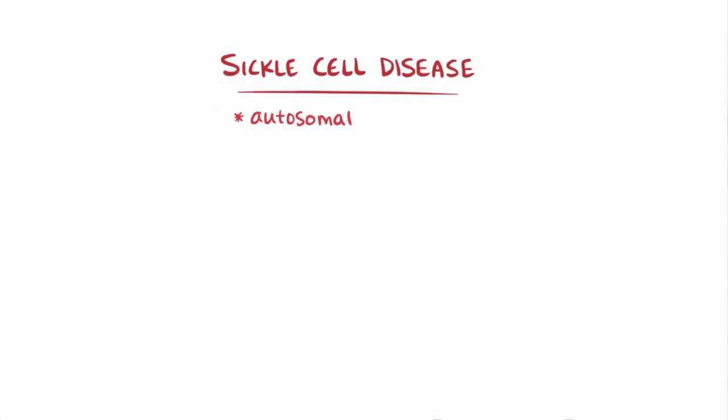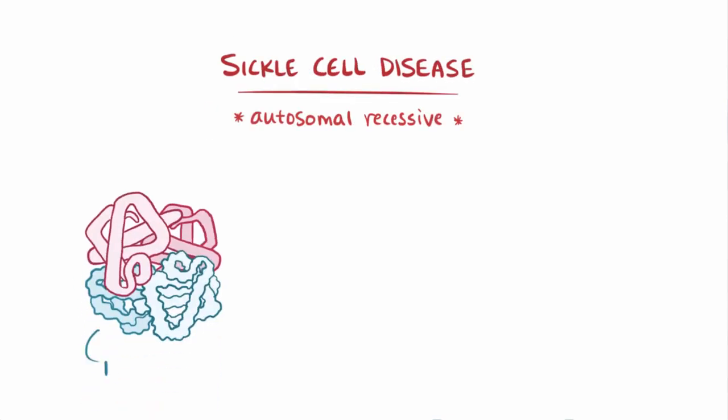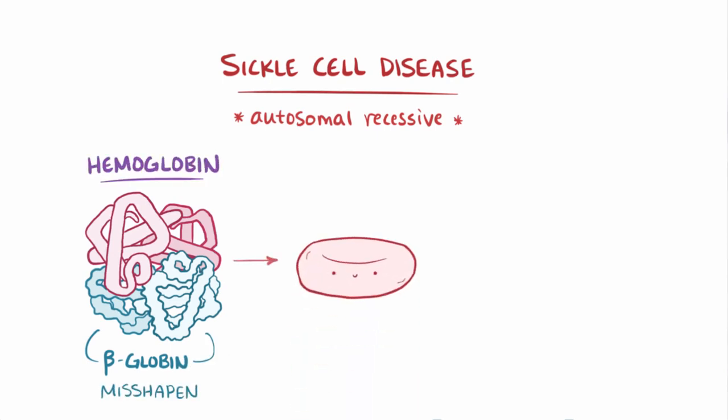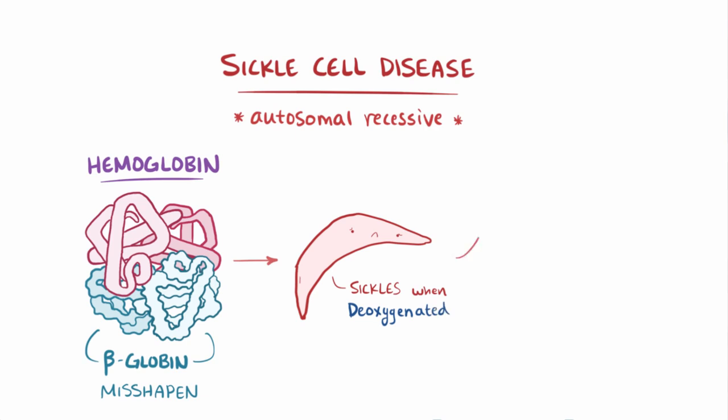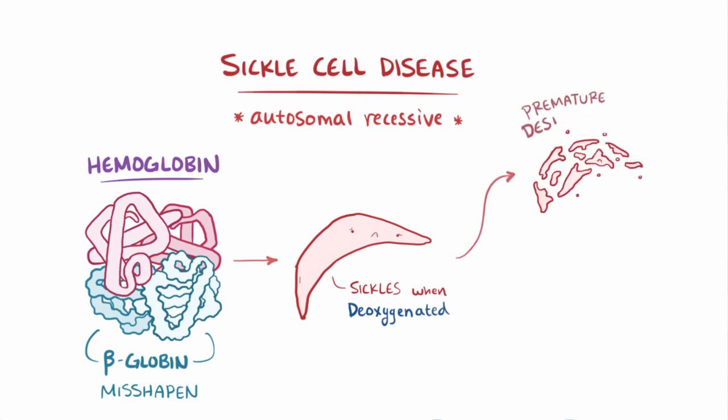Alright, as a quick recap, sickle cell disease is an autosomal recessive genetic disease where the beta globin subunit of hemoglobin is misshapen, which causes red blood cells to sickle when deoxygenated. And this leads to their premature destruction as well as vaso-occlusion.